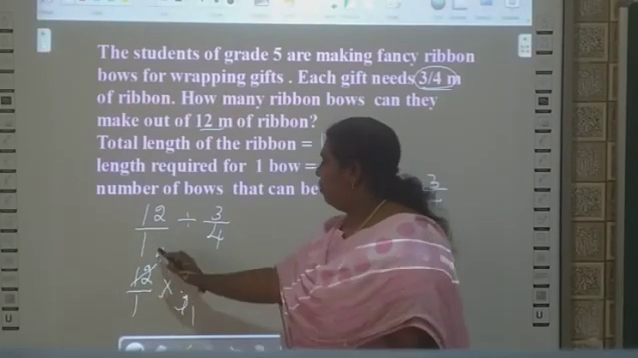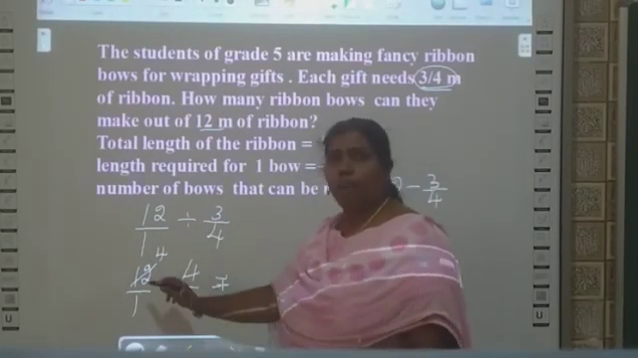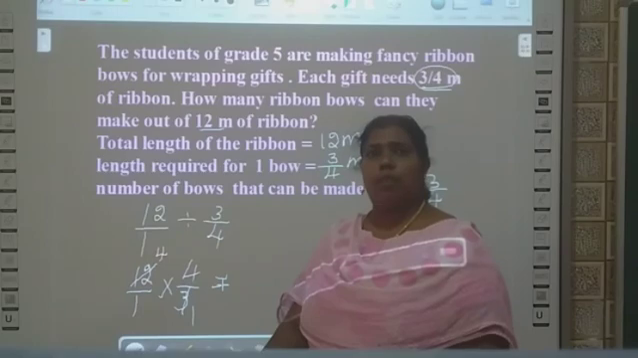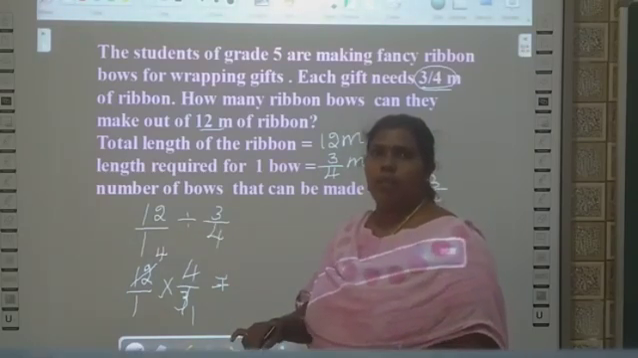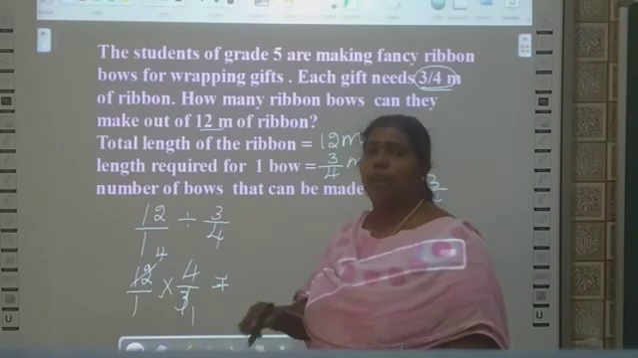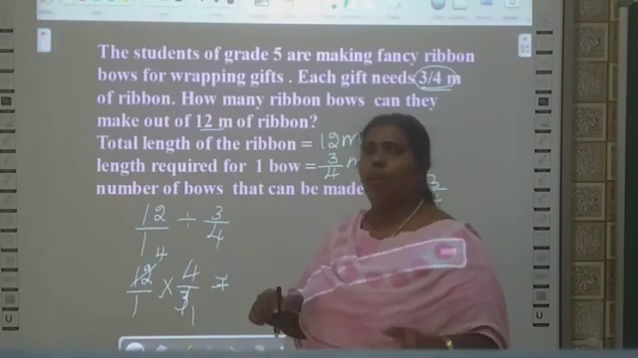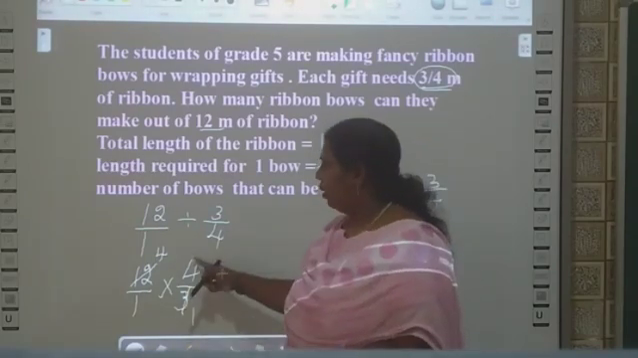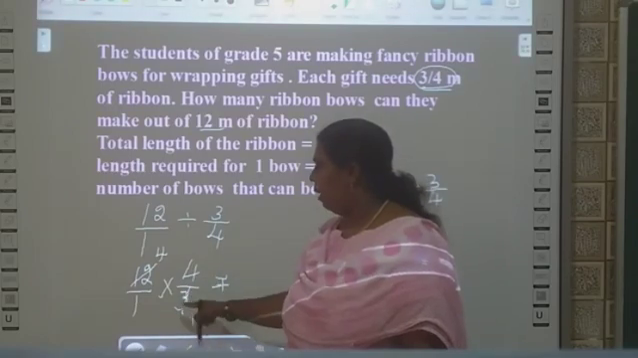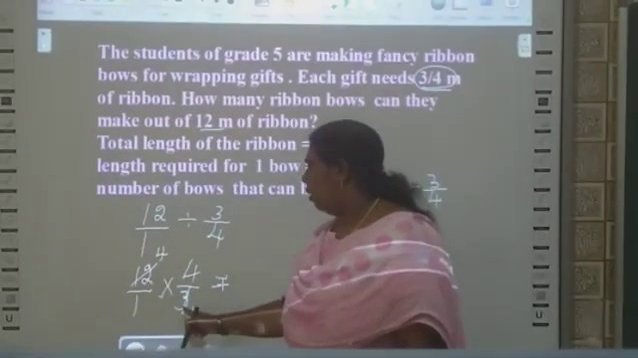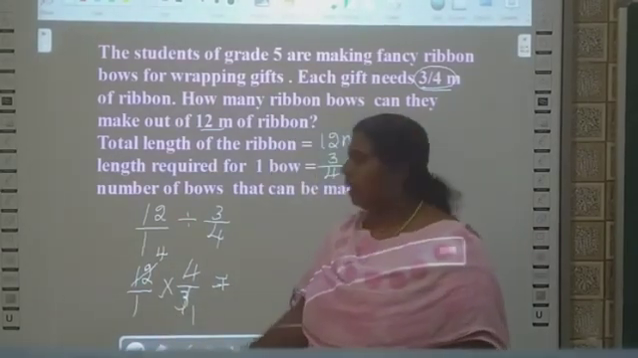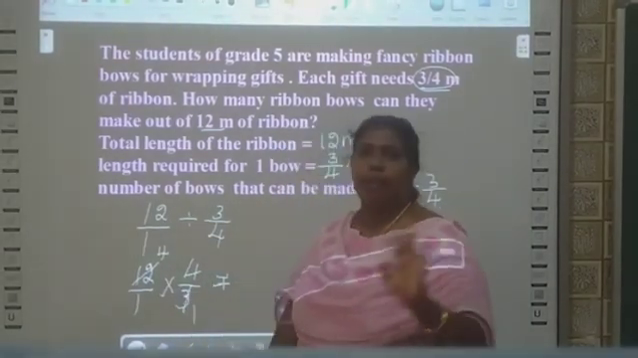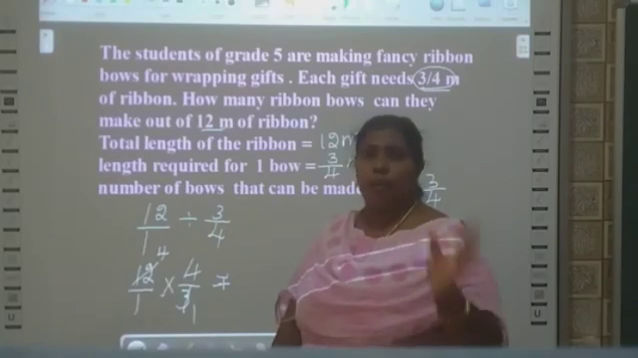Now multiply 4 into 4. Here we cannot reduce. Numerator and numerator should not be reduced. Numerator and denominator only you can reduce. Don't forget it. Denominator and denominator you cannot reduce. Numerator and numerator you can multiply only, but you cannot reduce it.